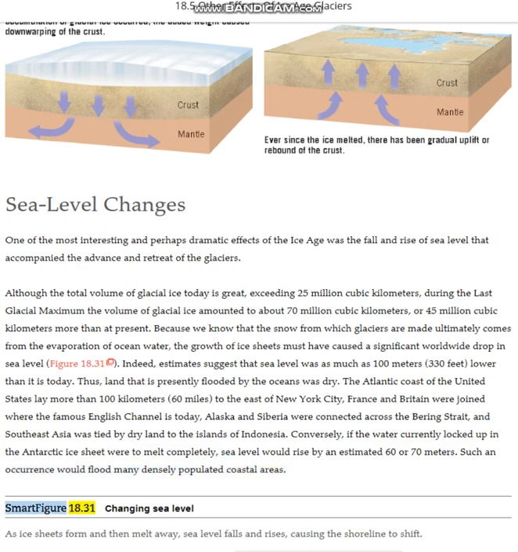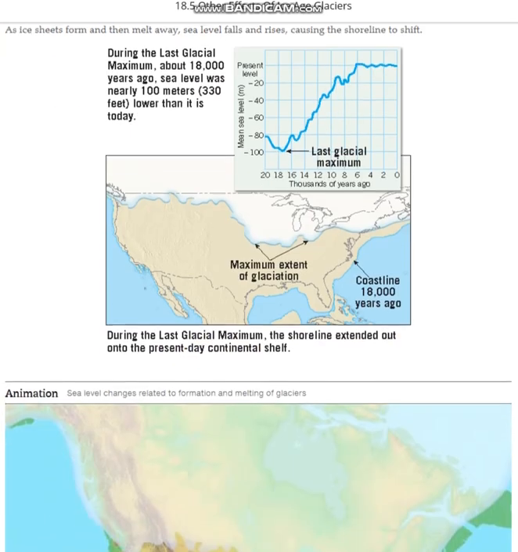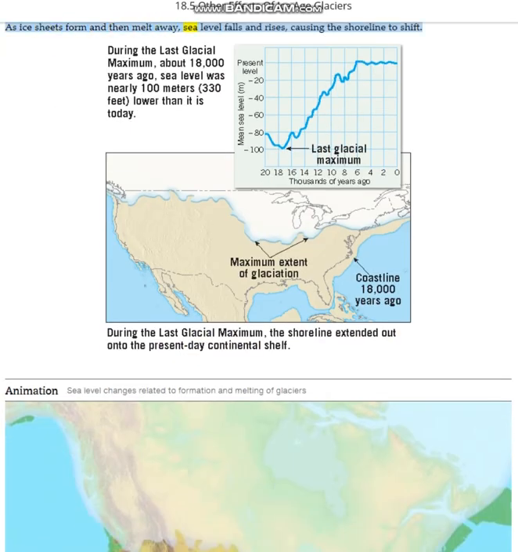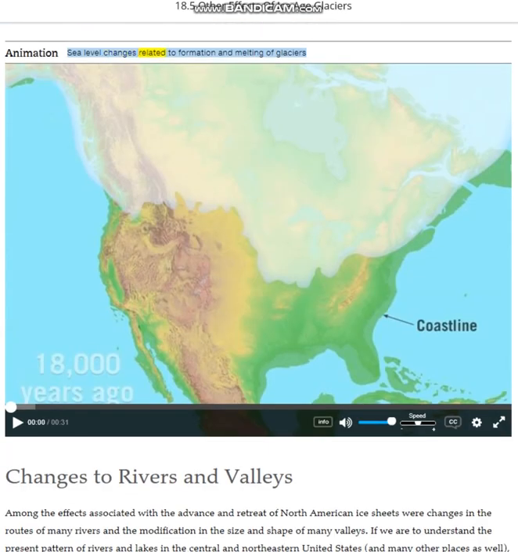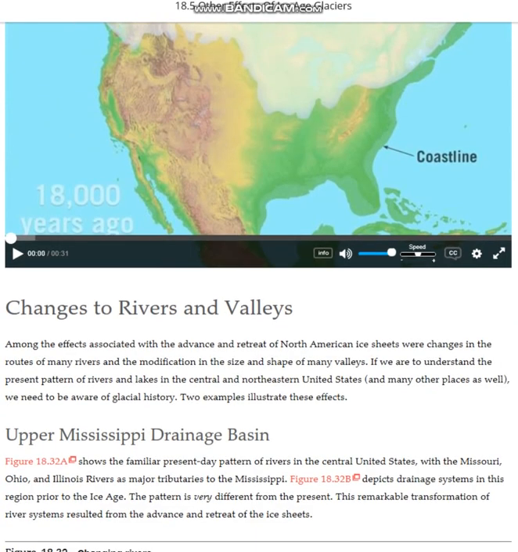Smart figure 18.31 Changing sea level. As ice sheets form and then melt away, sea level falls and rises, causing the shoreline to shift. Animation. Sea level changes related to formation and melting of glaciers.